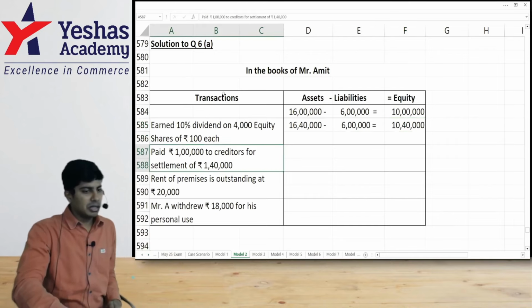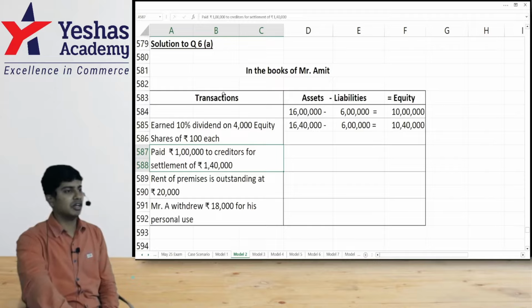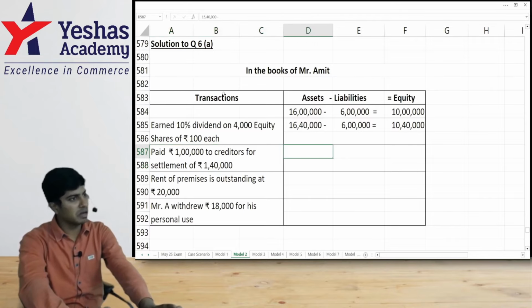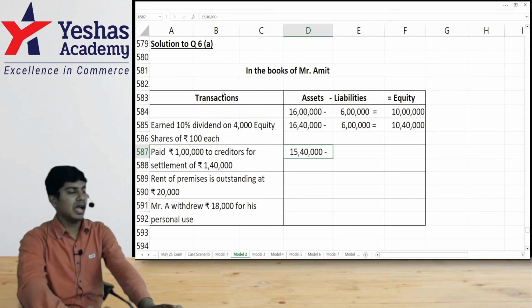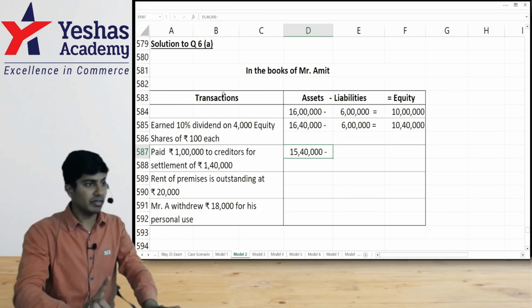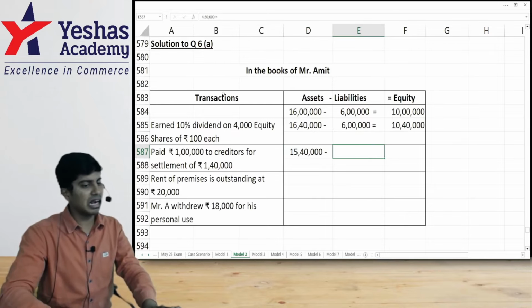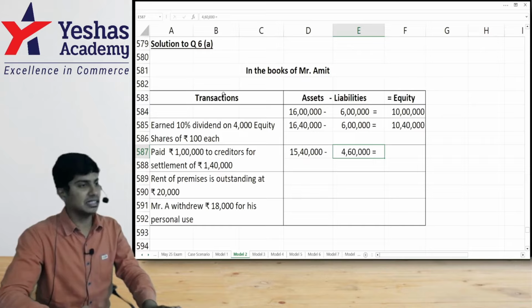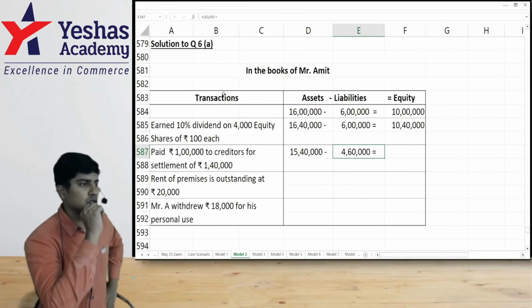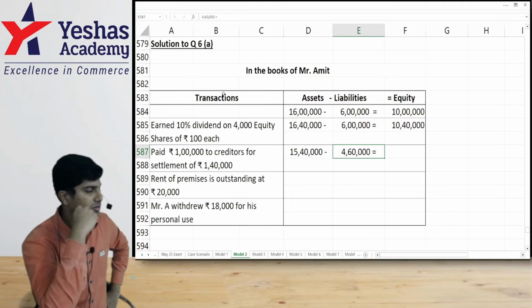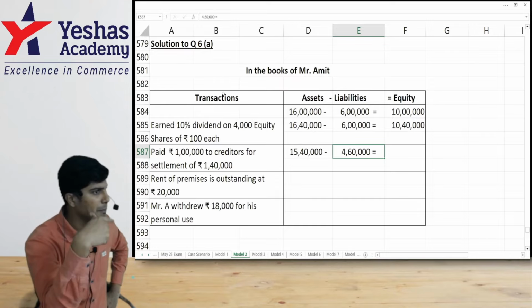What's happening in the second transaction? Paid rupees 1 lakh to creditors for settlement of 1 lakh 40. How much is our liability? 1 lakh 40. How much did we pay? 1 lakh. So my cash, which is there in the assets, will reduce by 1 lakh. So 16 lakh 40 will become 1 lakh less, becoming 15 lakh 40. And liability will decrease to the extent of not 1 lakh, but 1 lakh 40,000 worth of liability will decrease. Liability is 6 lakh. You deduct 1 lakh 40, it becomes 4 lakh 60. You understood? Now, how much was I supposed to pay? 1 lakh 40. How much did I pay? 1 lakh. 40,000 discount. Discount will become income. Income will become profit.